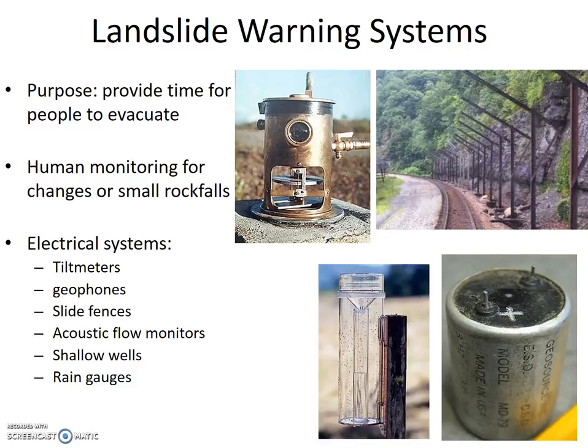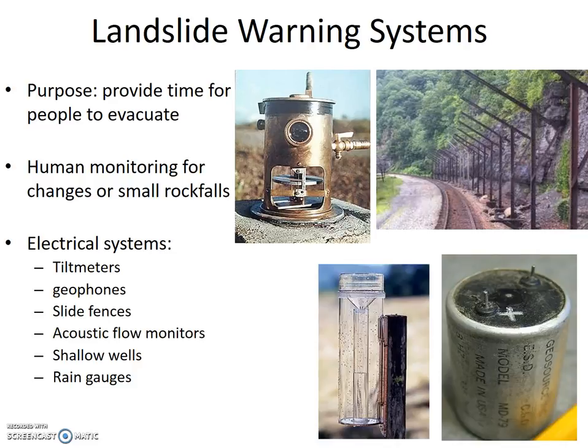The pictures depict several of these electrical systems. Top left image is a tilt meter. Top right is a slide fence. Bottom left is a rain gauge, and bottom right is of a geophone. Acoustic flow monitors and geophones both listen to the earth materials. The earth materials really only make sounds if they are moving.